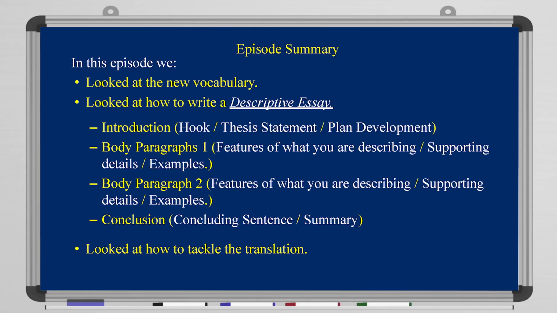In conclusion, and to summarize everything, we looked at a descriptive essay. It has four paragraphs: introduction, two body paragraphs, and a conclusion, okay? And then we looked at the translation and how we translate sentences and the things that we need to look at. I hope that you have benefited from this episode, and I hope that you repeat this episode more than once to grasp the important key points in this episode, and I hope to see you in the next.